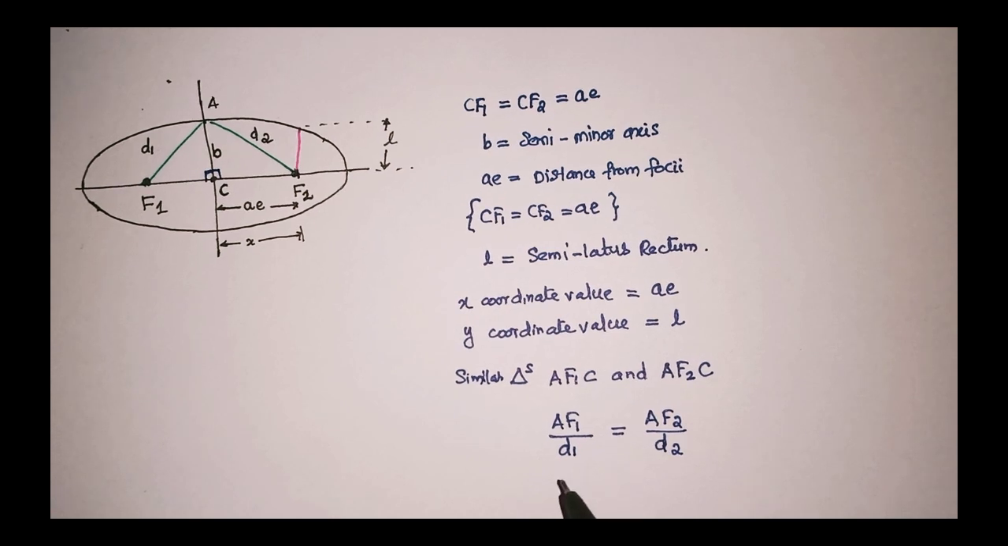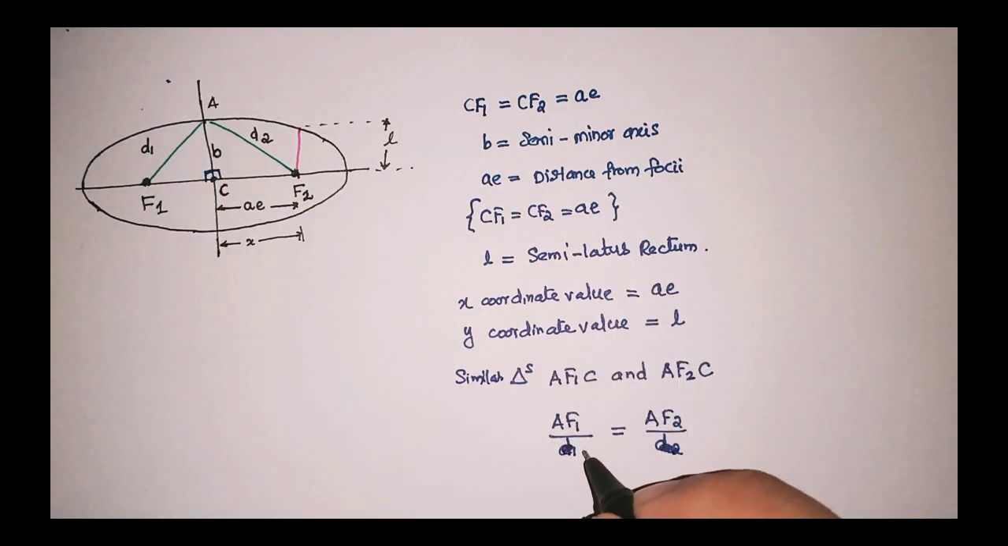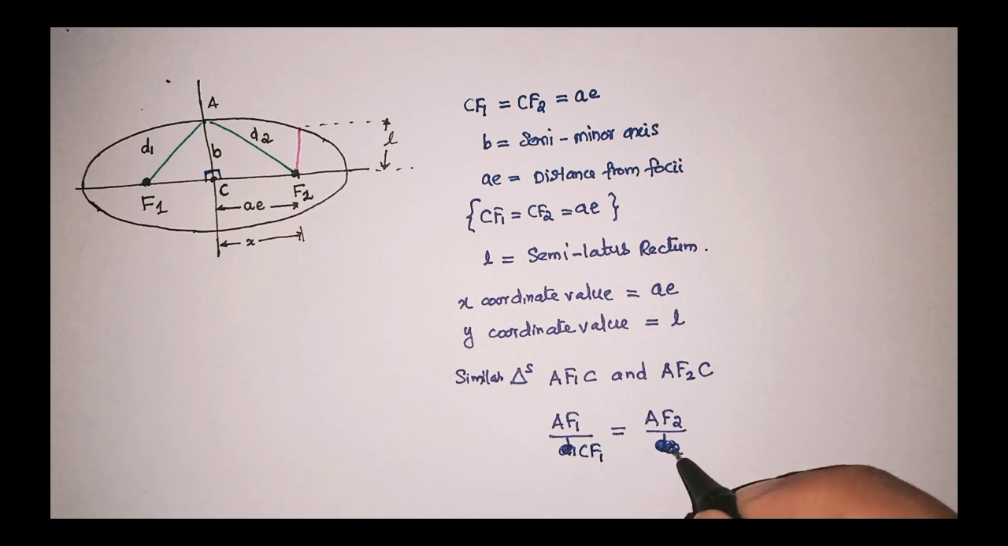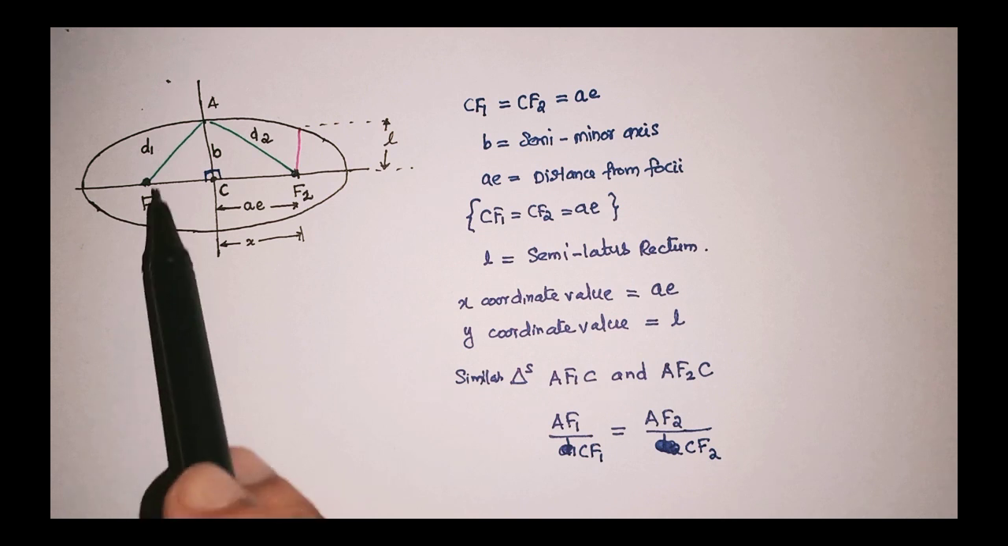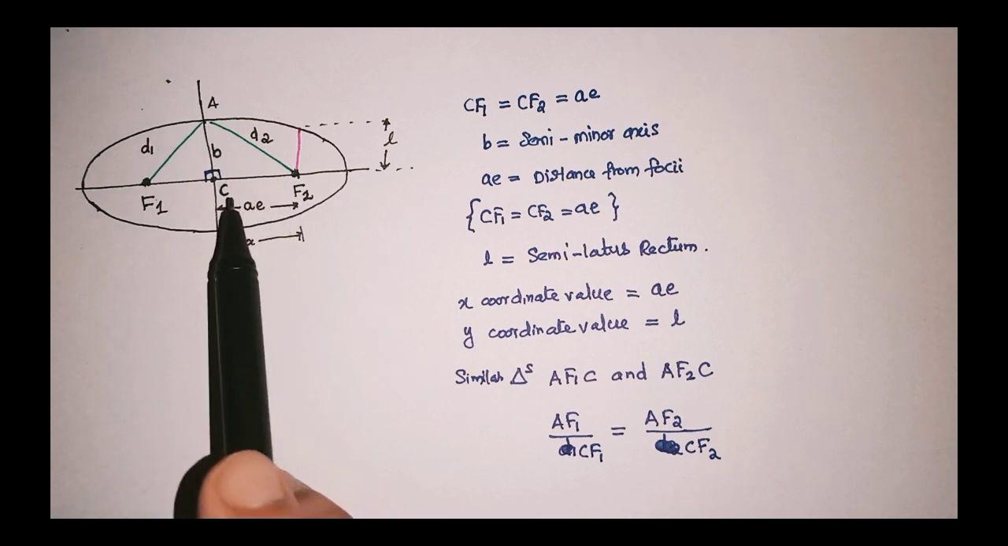Now if you see here, we are not sure about what AF1 and AF2 are. AF1 and AF2 is D1. So we made a mistake here. I am extremely sorry. Let's do it like this. You have AF1 and CF1, which is okay. Then we go with the second triangle, AF2 and C, that is AF2 divided by CF2.